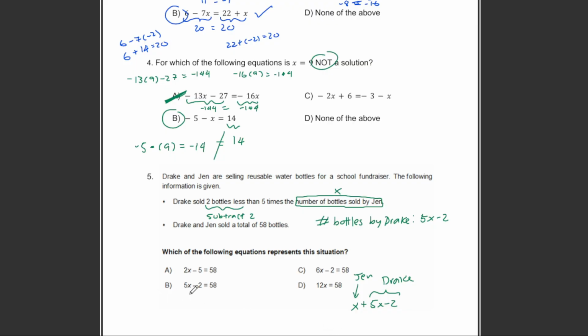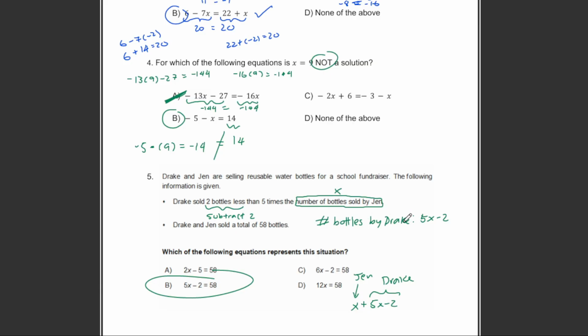So I see a lot of people circling B, for example, but you've completely left out the number of bottles sold by Jen. And you would notice this if you define your variables, right? Because if I look over here, I have 5x minus 2, which is just the number of bottles sold by Drake. And if you circle this, you wrote 5x minus 2 equals 58. But it doesn't say that Drake sold 58 bottles. It says Drake and Jen sold a total of 58 bottles. So you have to take this and add it to this. This isn't equal to 58. It's the sum of these two things. You have to add these two things, right?